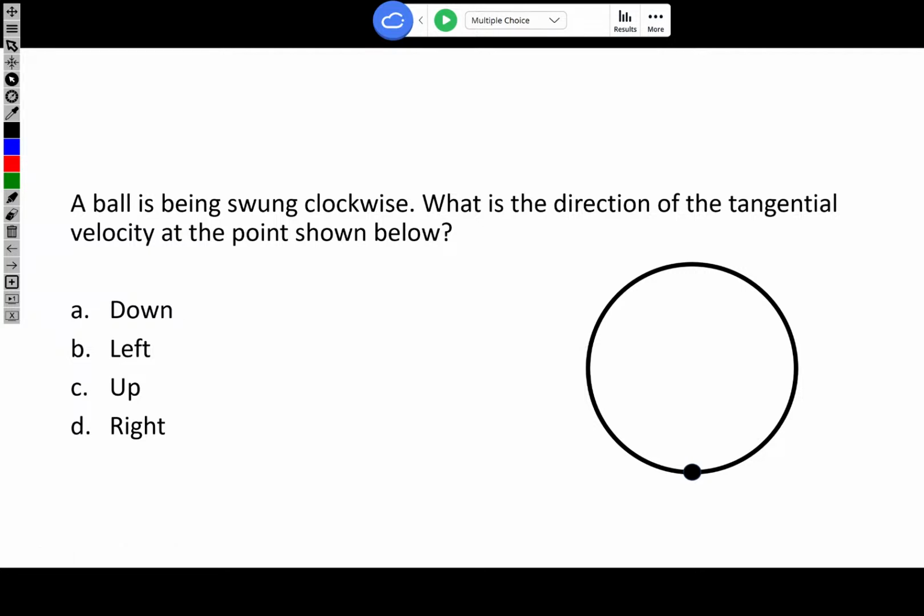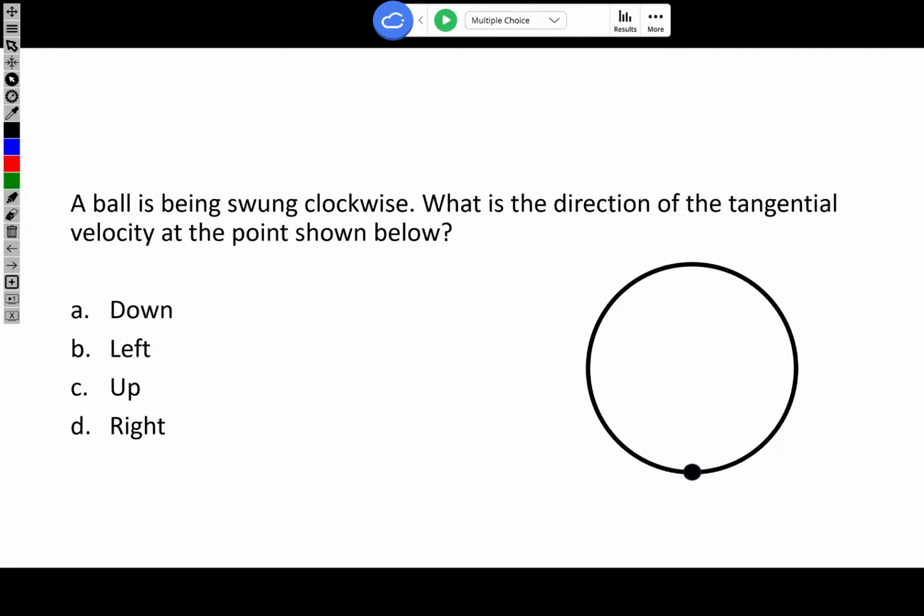So something is spinning clockwise. I am purposely not going to draw a bunch here. What is the direction of the tangential velocity at the point shown below? I.e., if I let something go, I spin this in a circle. This is tangential velocity. I spin something in a circle clockwise. I have to do some brain things to figure out which way clockwise is for you all. This is right? It's counterclockwise on my end. It's clockwise on your end.